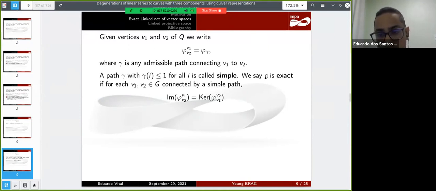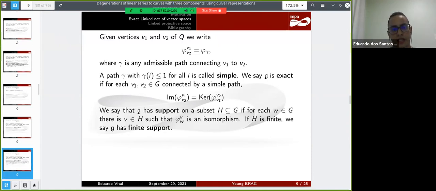Then you say that a linked net of vector spaces G is exact if for each vertex V1 and vertex V2 in G connected by a simple path, the image of the map phi from V1 to V2 is equal to the kernel of the map phi from V2 to V1. And you say that a linked net G has support on a subset H of G if for each W in G there is a V in H such that the map phi from V to W is an isomorphism. And if H is finite, we say that G has finite support.